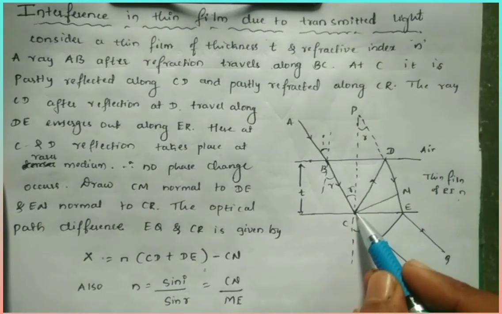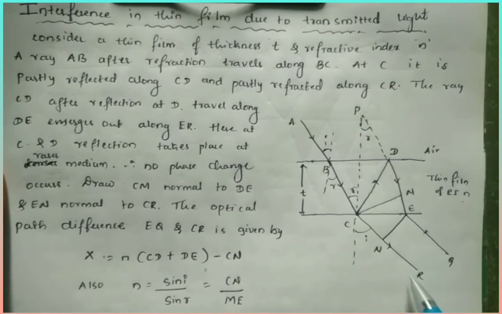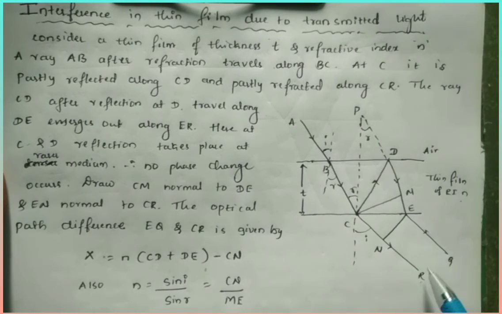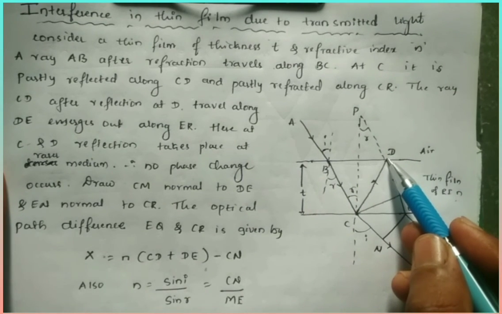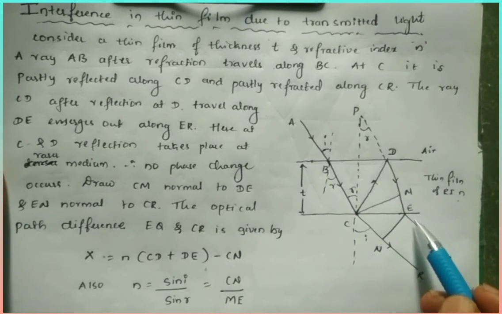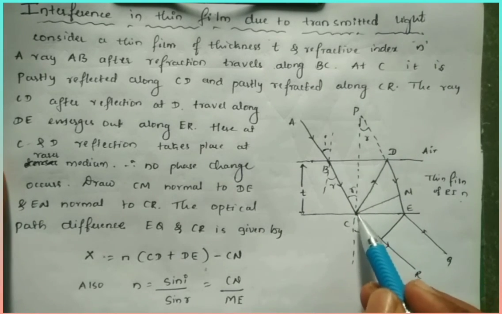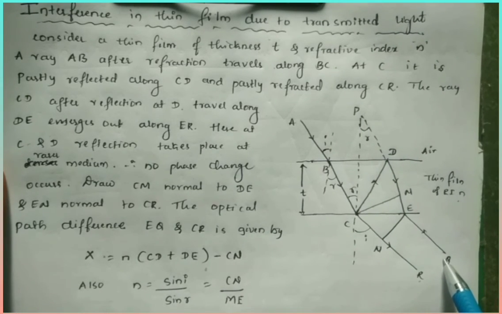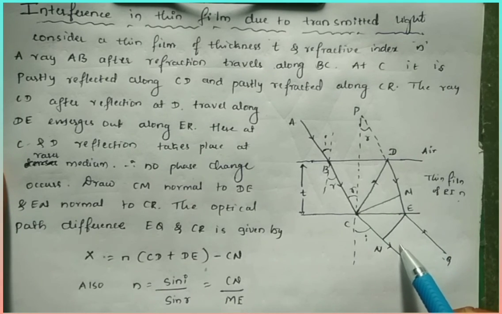One ray is transmitted; the transmitted ray is CR. The reflected ray is again reflected at D and it is transmitted or refracted along ER. So here we got two transmitted rays. Using these transmitted rays, we have to find the optical path difference between these two rays.